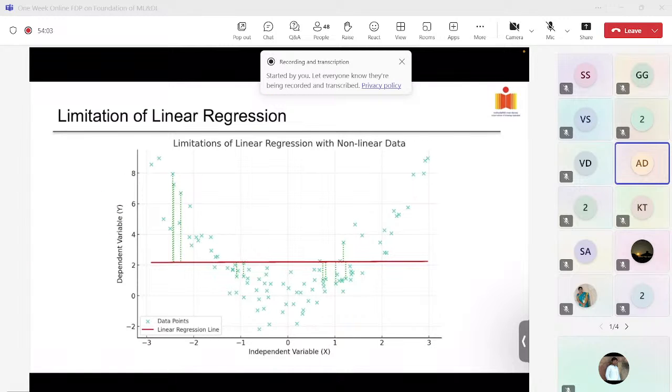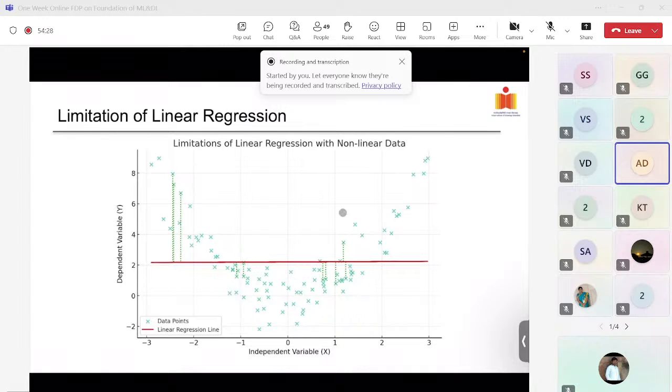So now let's look at a limitation of linear regression. Obviously, like in the case of classification, not everything is linearly separable, and linear classifiers are not the only classifiers possible. Same thing with regression. If you just use linear regression on real world data, it will not work, because most of the time the data you get is non-linear, something like this.